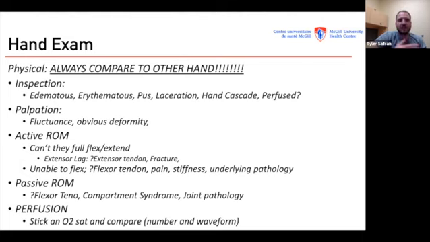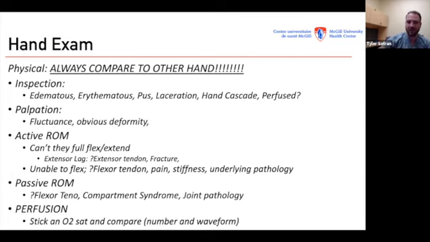So the things I look at: first I look at the hand overall. So inspection: is there erythema? Is there obvious pus? Is there a laceration? What's the hand cascade? Does the hand look perfused? Then I palpate. Is there any fluctuance, obvious deformity? Could they bend their finger actively?